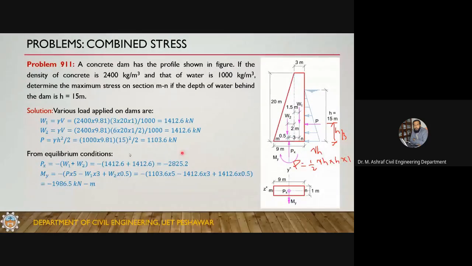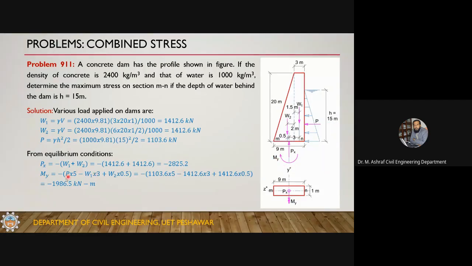Okay, Px must be, but this will be negative because this Px will be a compressive force. So 1412.6 plus 1412.6, so 2825.2. So this is a compressive force here, and there will be a bending moment acting on this one. Obviously when this force is applied, it will cause compression here, and this arrow must be towards the compression side. This is always towards the compression side as per the sign convention of the bending moment.